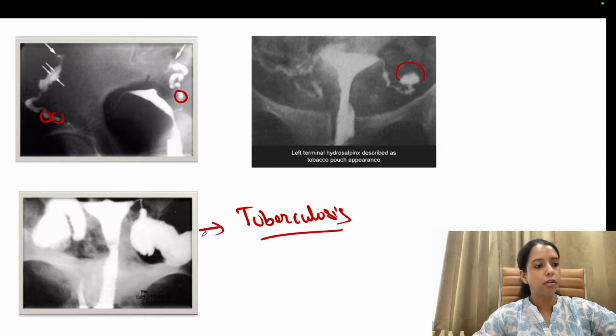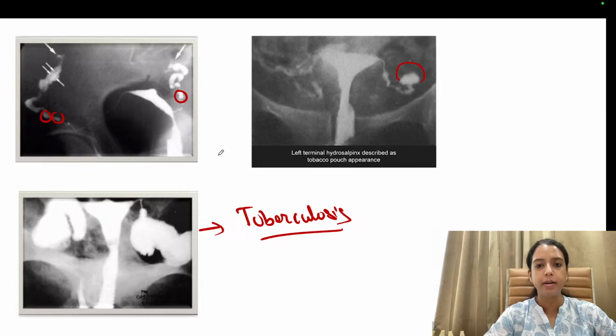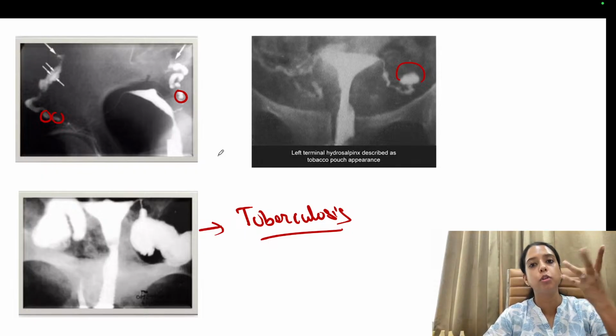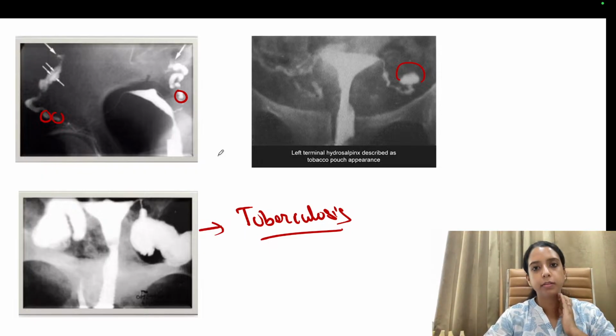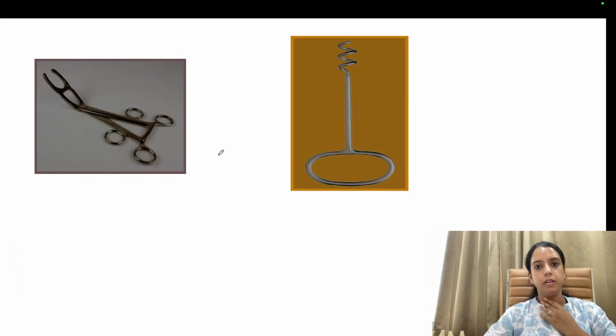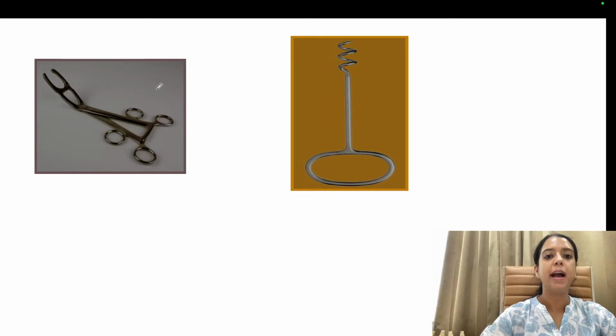Okay, so genital tuberculosis affects the tubes. It affects the endometrium and it also affects the tube, mainly the ampulla part, totally damaging the mucosal layer. Okay? Now, after doing HSG, let's see some instruments for doing myomectomy.